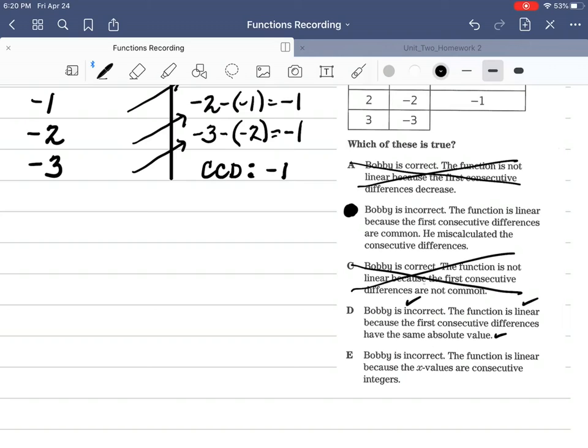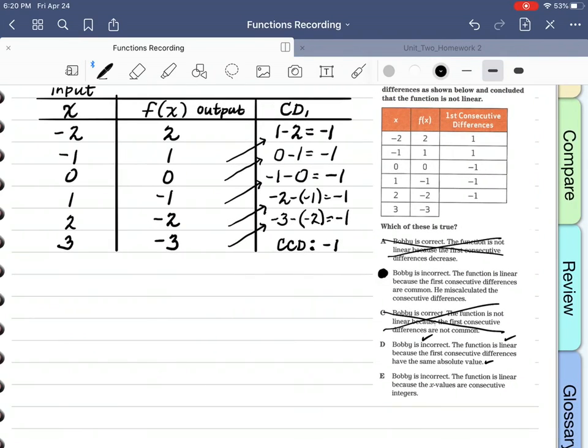But that's not what makes a linear function. The rule for a linear function is that these values must be common. It has nothing to do with the absolute value. Even though that's true, the absolute value of all of those would be 1, but that's irrelevant. We are talking about common consecutive differences, and that's what happened in this problem. Bobby missed it because he miscalculated.